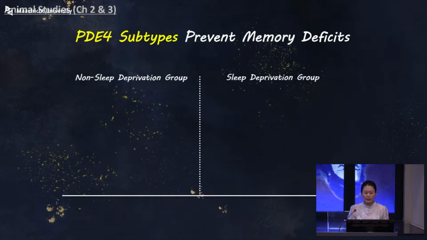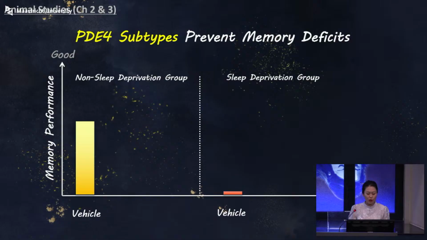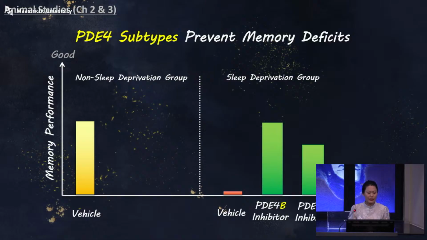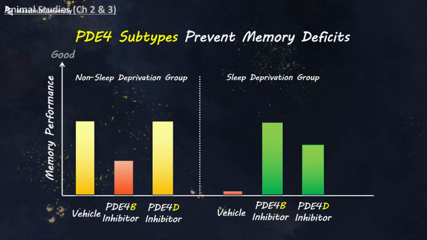This is the result of the animal study. Since the pattern separation and object location memory tests showed similar results, we show the pattern separation test as an example. On the y-axis, we have memory performance. The higher the value, the better the memory. In the non-sleep deprivation group, in the vehicle condition, this is the baseline of memory performance. However, after sleep deprivation, memory performance dropped in the vehicle condition. Interestingly, PDE4B or D inhibitor can improve memory performance after sleep deprivation. It's worth noting that PDE4B can impair memory performance in the non-sleep deprivation group.